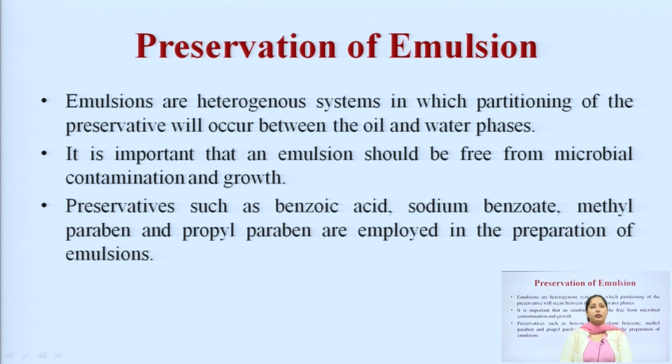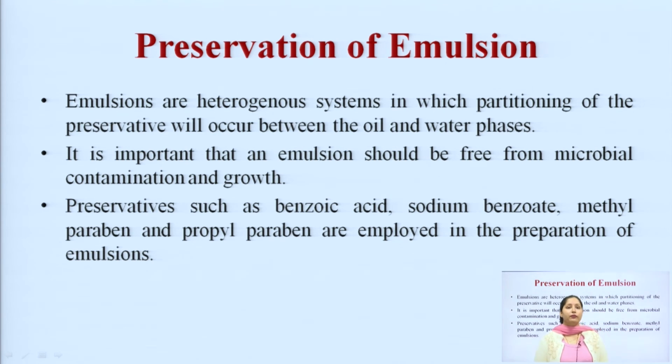Emulsions are heterogeneous systems in which partitioning of the preservative will occur between the oil and water phase. It is important that an emulsion should be free from microbial contamination and growth. So, since emulsions are a heterogeneous system, that is a biphasic system consisting of two phases, oil and water, if we add a preservative, that preservative partitions itself between the oil and the water phase. And since it is a liquid dosage form, the emulsion needs to be free from any kind of microbial contamination and growth.